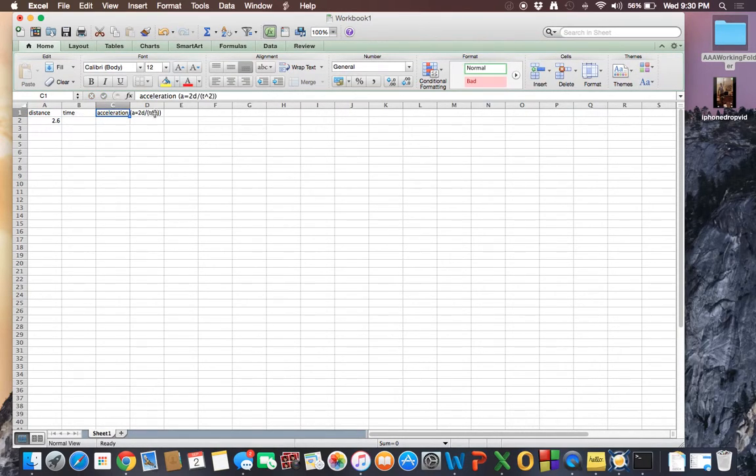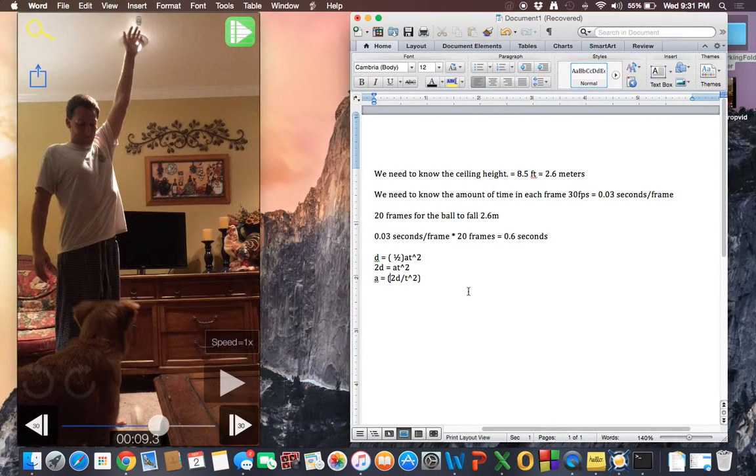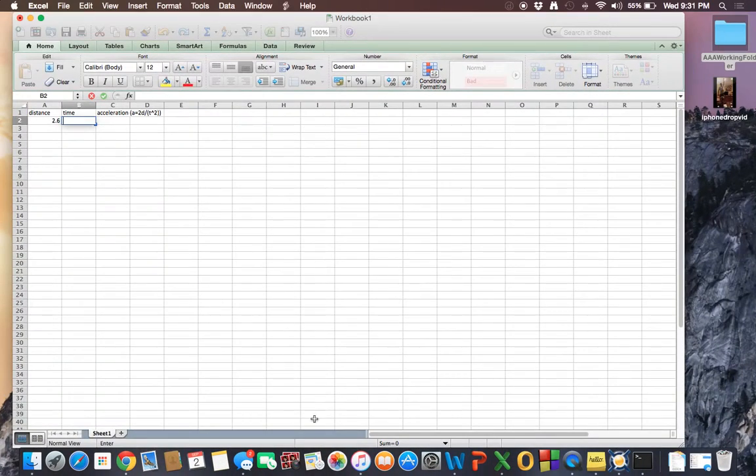So acceleration is going to end up being 2 times the distance, so 2 meters per second squared, right? Because we're squaring the time, we also apply that operator to the units as well. So our time was 0.6 seconds.